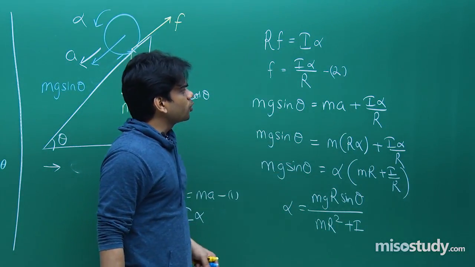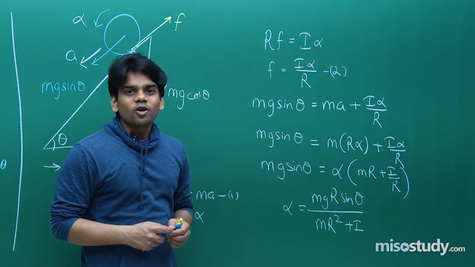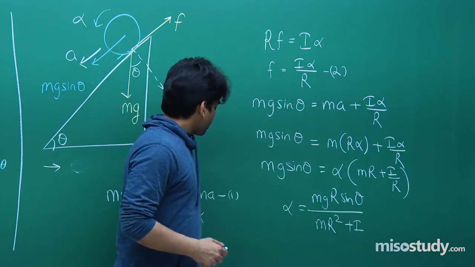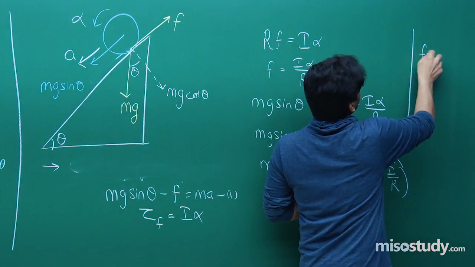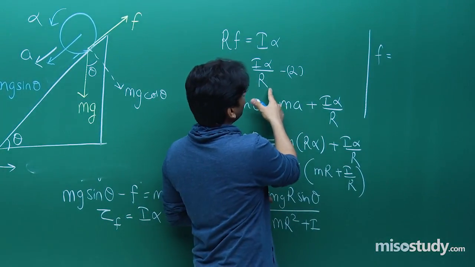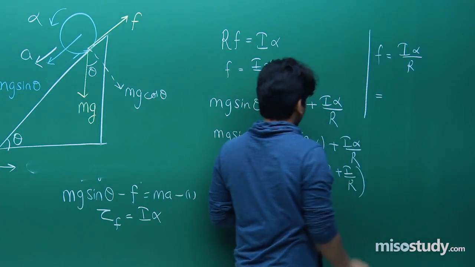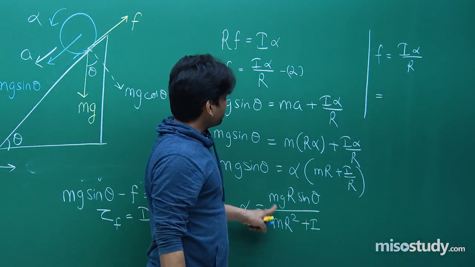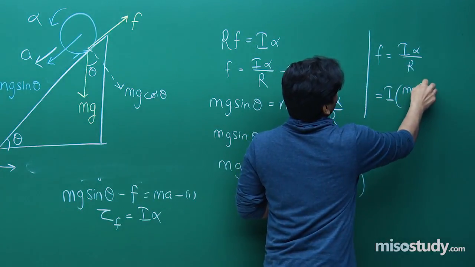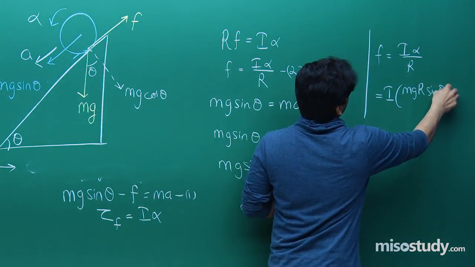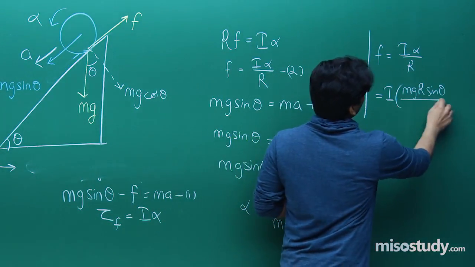Can you substitute here? We are going to obtain the value of frictional force, and let us see how it is actually dependent on all the given variables. So let me use this part. Finally, friction is equal to I into alpha by R. From here, this will give us mgr sin theta divided by mr square plus I. Clearly you can see mr square plus I.